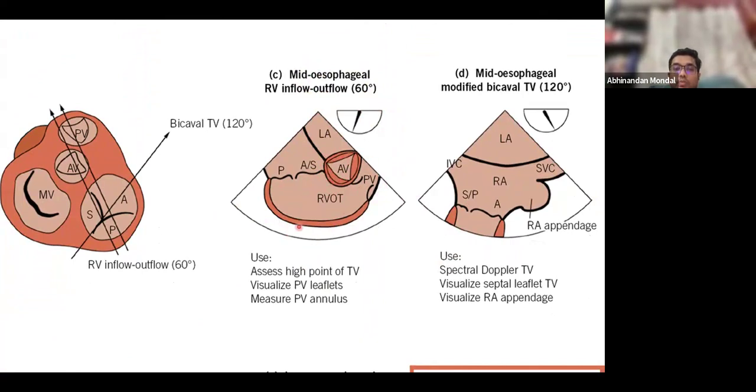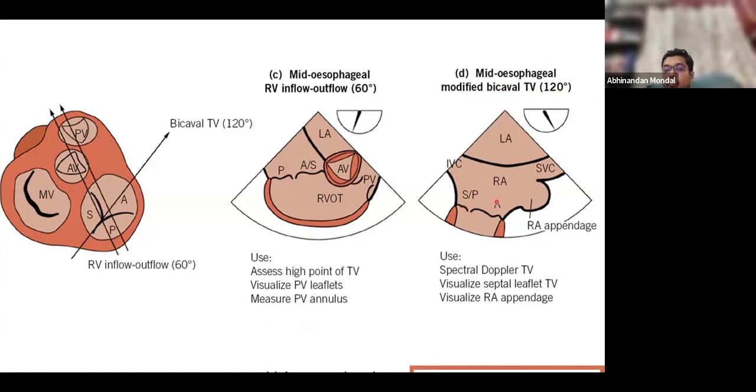Why is this important? Because right now more tricuspid transcatheter procedures are done through this view. So this will give you the high point of the tricuspid valve, and also this gives you the RVOT, and you can also see the pulmonary valve leaflets over here. Here you can see this will be your anterior leaflet, this will be your posterior leaflet.